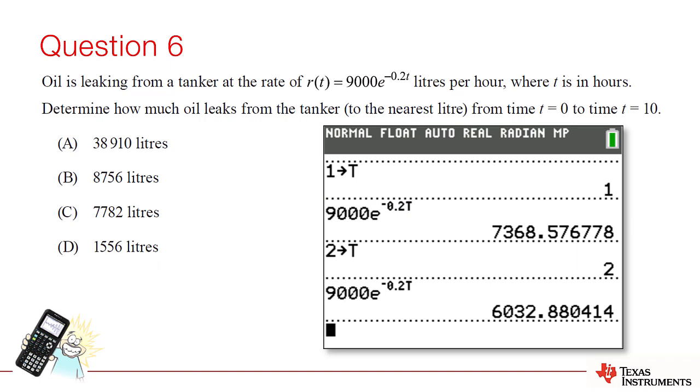Indeed, after 2 hours, oil is leaking out at a rate of 6,000 litres per hour. There's still another 8 hours to go. Even if the tanker had been leaking at this slow rate for the past 2 hours, that equates to 12,000 litres that would have been lost, which only leaves us with option A.